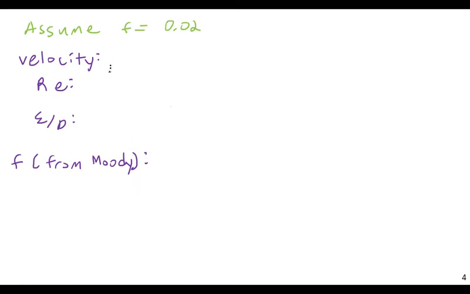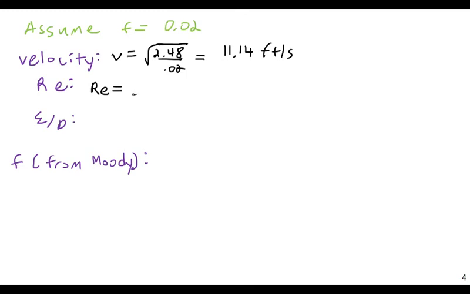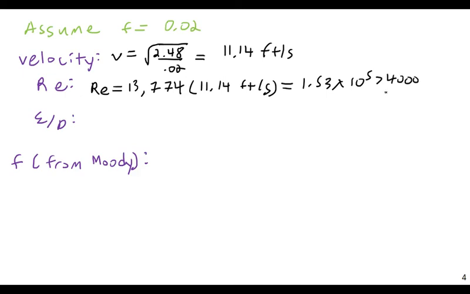If the friction factor actually were 0.02, the velocity would be equal to the square root of 2.48 divided by 0.02, which is 11.14 feet per second. This is not necessarily the actual velocity in the system, just what it would be if the friction factor were 0.02. Then the Reynolds number, using the equation I developed previously, is 13,774 times 11.14 feet per second. This produces a Reynolds number of 1.53 times 10 to the 5th, which is indeed greater than 4,000, so this would be turbulent, as we assumed in our initial analysis.